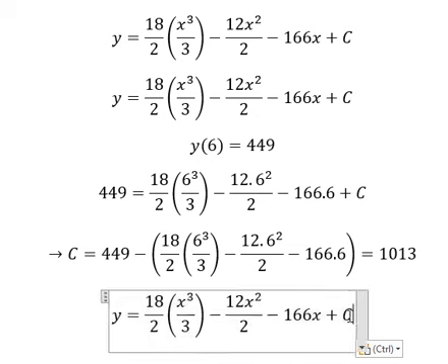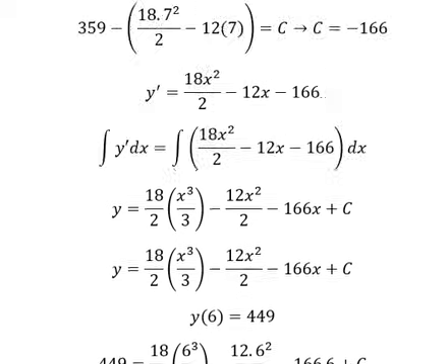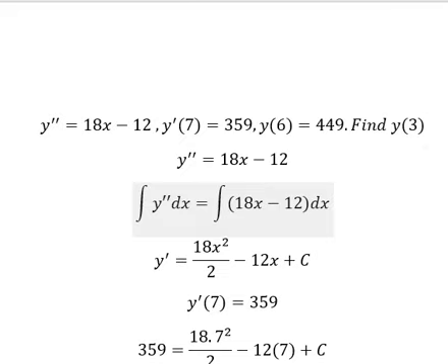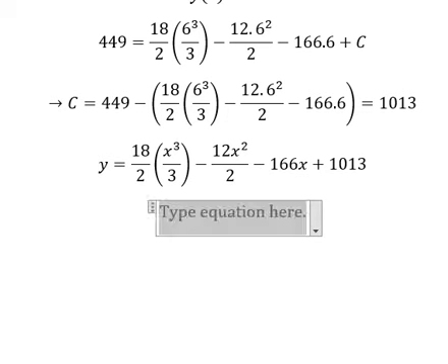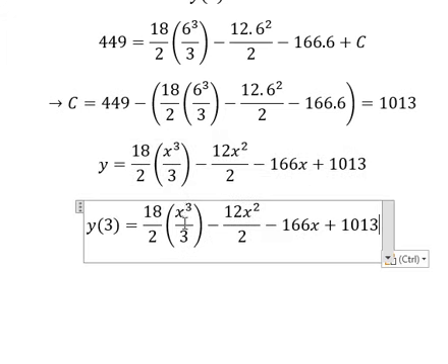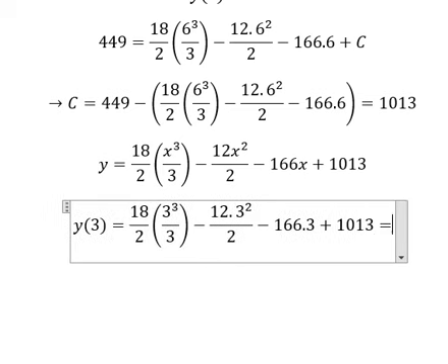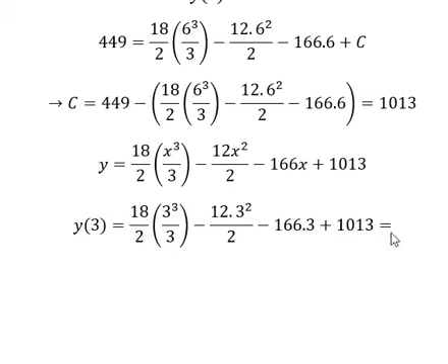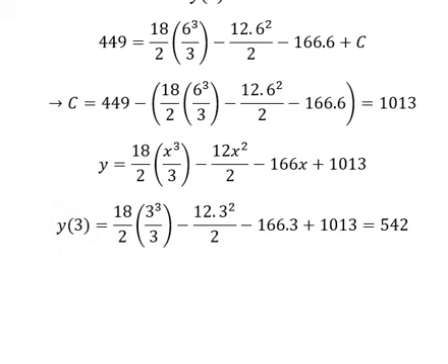So we put 1013, and now they want to find the value of y at number 3. So I will just put number 3 going here, here, and here, and we have the final answer. And this one we have 542, and this is the final answer.